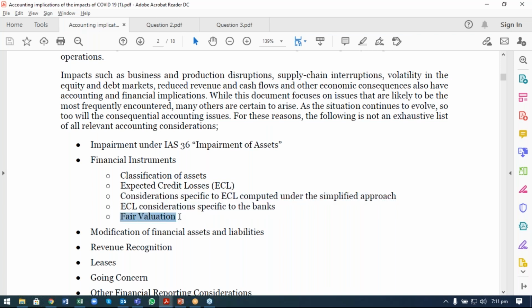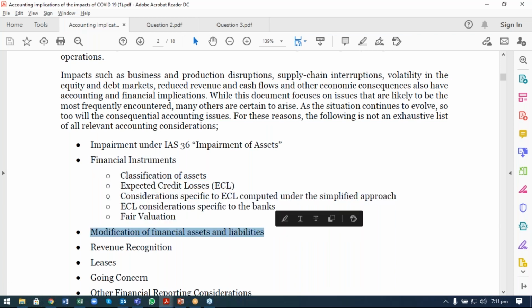Next thing is fair value measurement. If any financial instrument was held at fair value through profit and loss or fair value through other comprehensive income, the fair value might be drastically impacted due to the impact of COVID-19 across the globe. A huge decline in fair value of those instruments has adversely impacted the financial performance of a company, and the company might have to disclose those declines in fair valuations. So that's another idea of how the examiner is going to ask you the question.